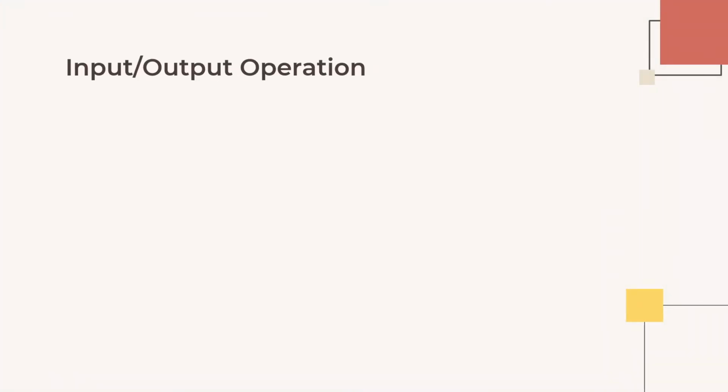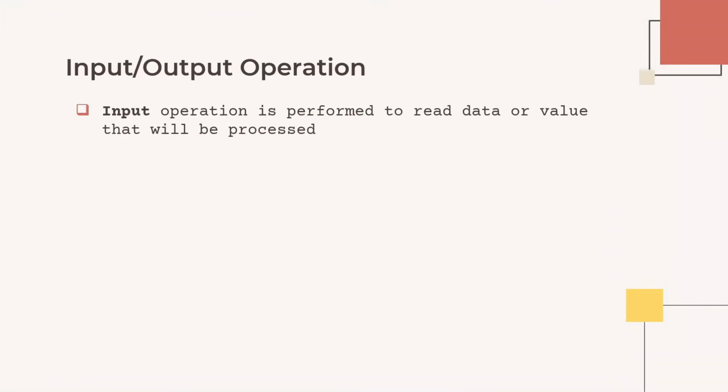Next, we will discuss the steps to implement a program with certain input and display the output of the result. Input operation is performed to read data or values that will be processed. The value of a variable can be easily defined in the program or entered by the user from the keyboard using an existing function in the C++ programming language library.